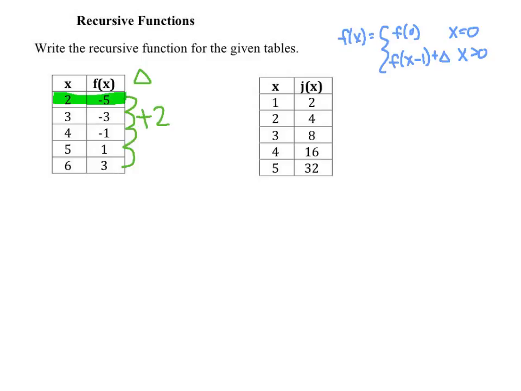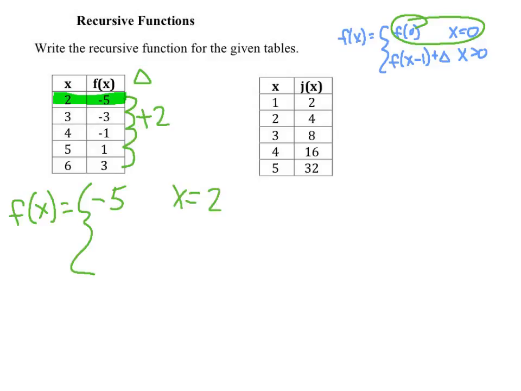Now I'm going to write my function. So I'm going to say that my function is f of x equals, now my starting value is going to be -5. And when is my output -5? When x equals 2. Now I have f of x minus 1 plus my delta, and my x value has to be greater than 2 because here my x values increase and are greater than 2.